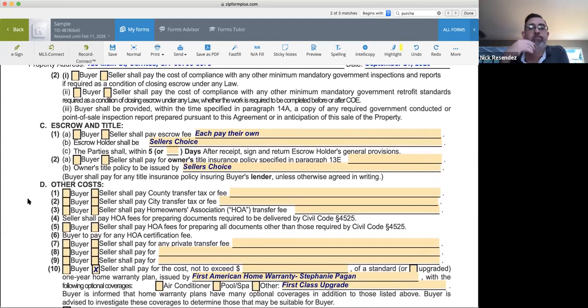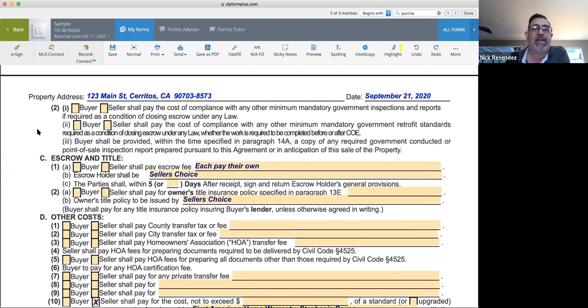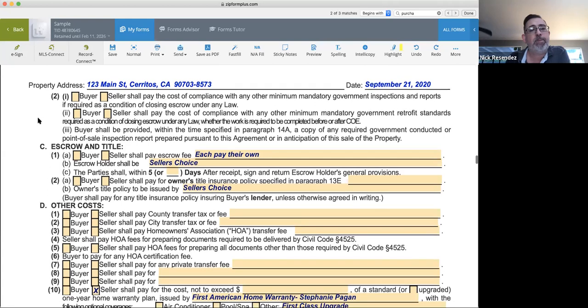I see this probably 50, 60% of the time where agents are countering out this entire paragraph, which boggles my mind. I don't know why they're trying to just counter out entire paragraphs. Usually people counter this paragraph out because they don't know what it means and they don't know if it applies. So paragraph 7B2I: seller or buyer will pay the cost of compliance with any other minimum mandatory government inspections and reports. Okay, so what does that mean? Well, this is basically a city report or a county report or maybe even a state report or inspection.